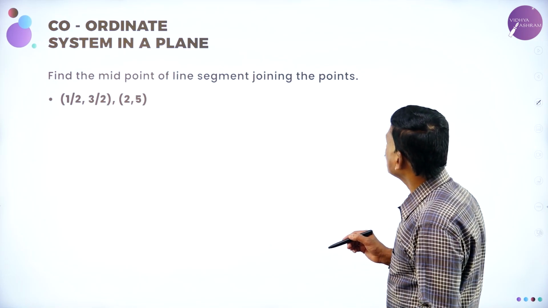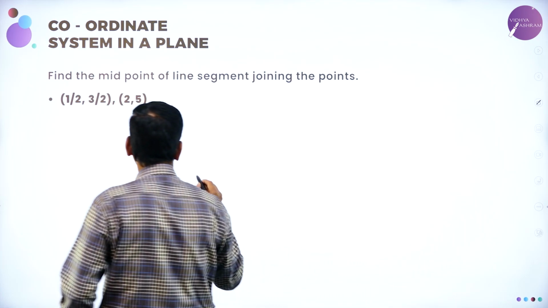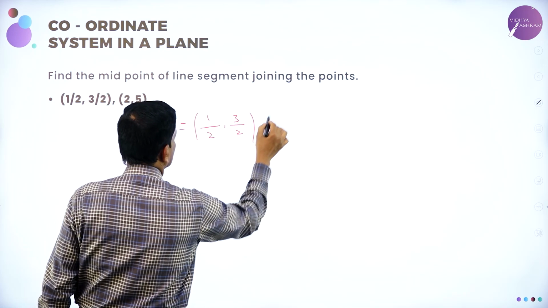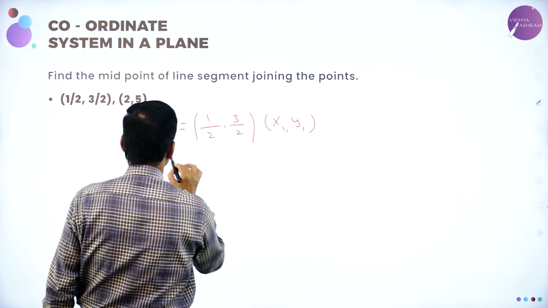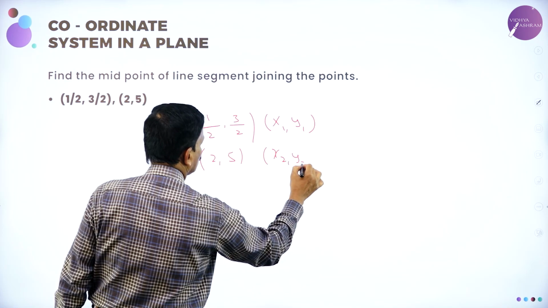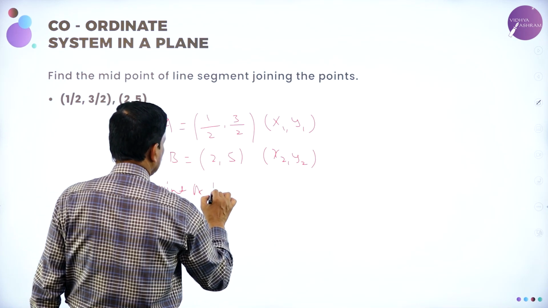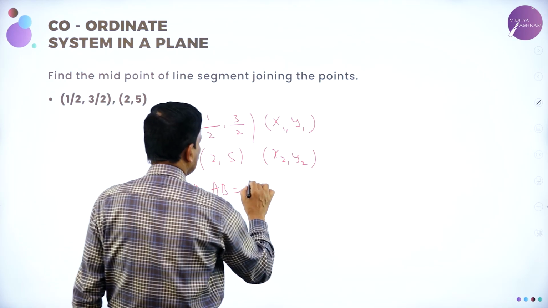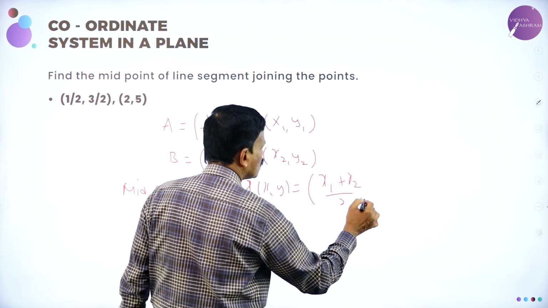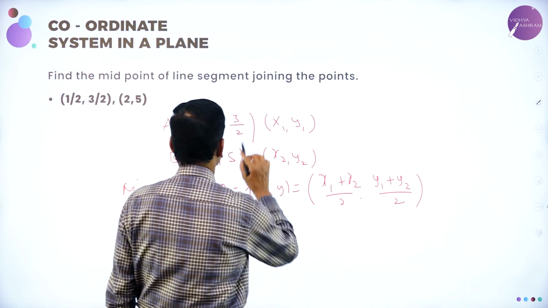Find the midpoint of the line segment joining the points 1 by 2 comma 3 by 2 and 2 comma 5. Now what is given here? A is equal to 1 by 2 comma 3 by 2. This is nothing but x1 comma y1, and B is 2 comma 5. This is x2 comma y2. Now therefore midpoint of AB is equal to P x comma y is equal to x1 plus x2 by 2 comma y1 plus y2 divided by 2. Now what is x1 plus x2?